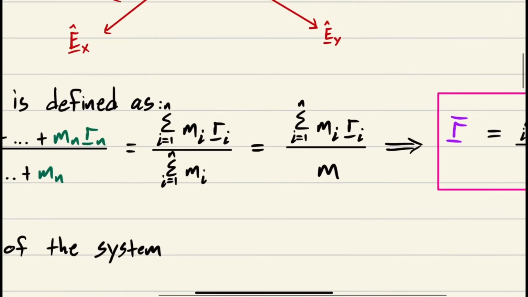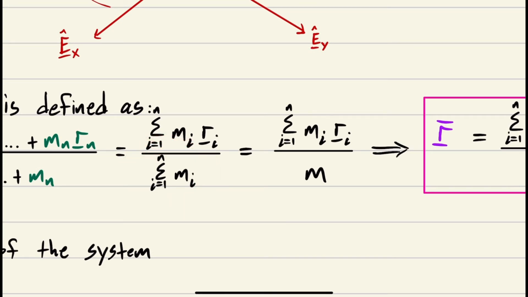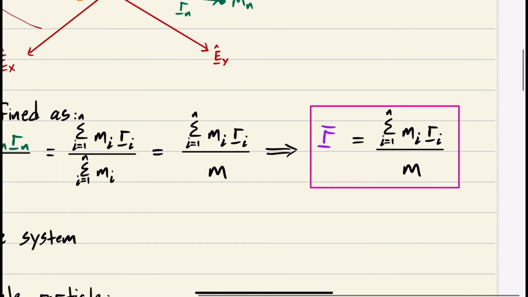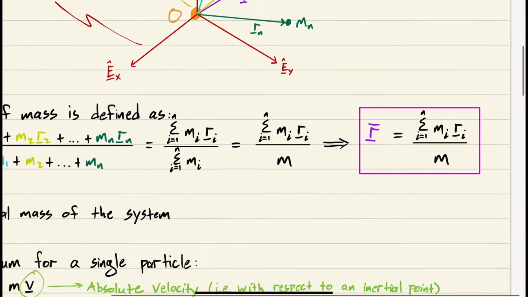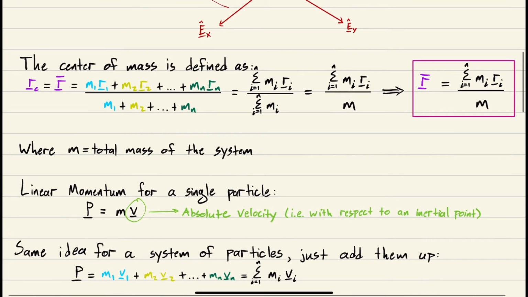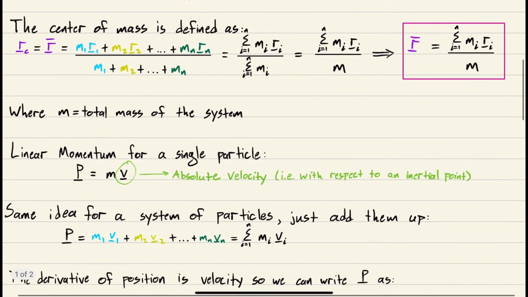We are just going to call this sum of all the masses regular m, normal m. This m here is the sum of all the masses. And this stayed the same coming over. And so there we go. We have our final definition for the position vector of the center of mass. It is this right here, where m is the total mass of the system.